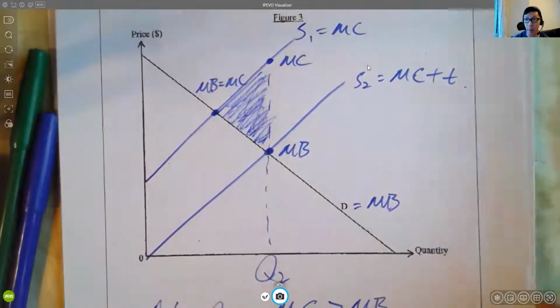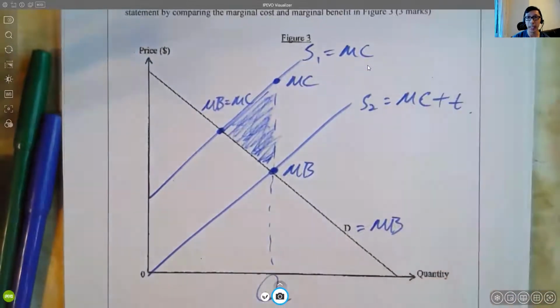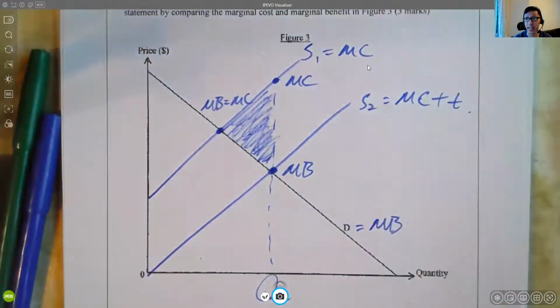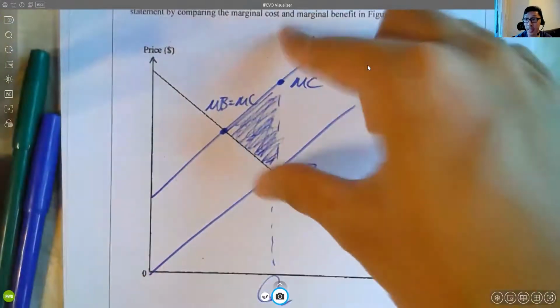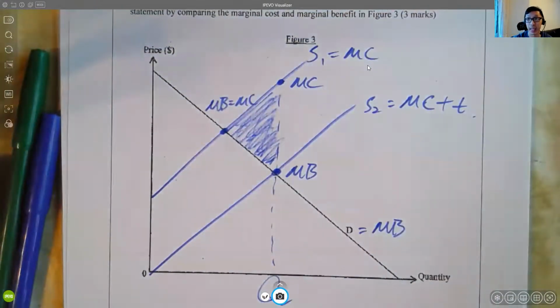Now, therefore, unless the question specifies that you need to compare CS and PS, my advice, stick to MB and MC. Now, why we can use this kind of analysis, I'm going to explain in our next video when we talk about externality, marginal profit and social cost and benefit, those kinds of things.